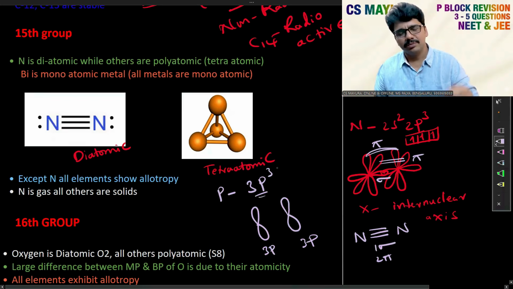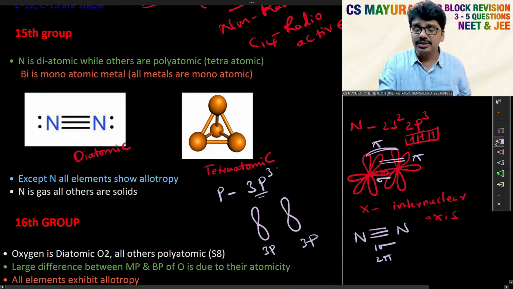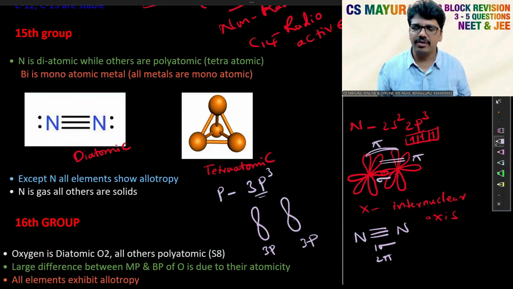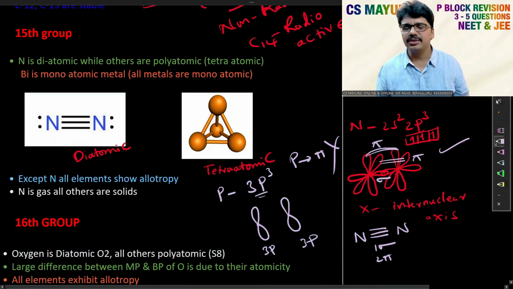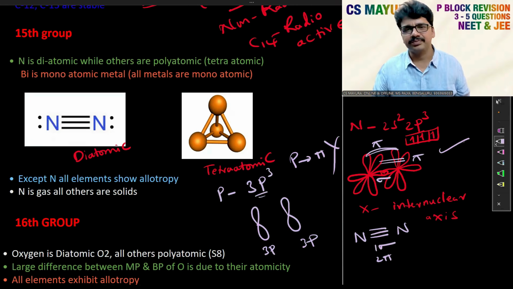Simply, in simple words, pi bond cannot be formed between two 3p orbitals. Between 3p orbitals, there is no pi bond formation. So phosphorus is unable to form pi bonds, but nitrogen is able to form pi bonds. This is the reason why nitrogen exists in diatomic state and phosphorus exists in tetraatomic state.